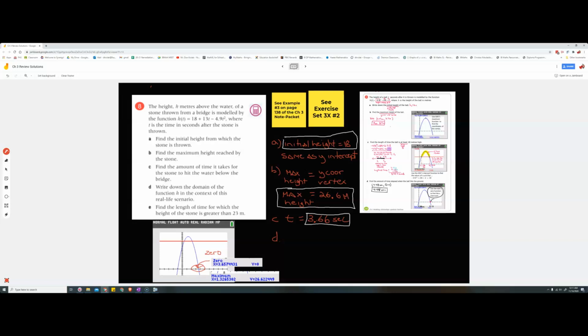All right, because time is your x-axis. So down here, this formula, the independent variable, that's what's inside the parentheses. That is your x values. So in this case, that's time.